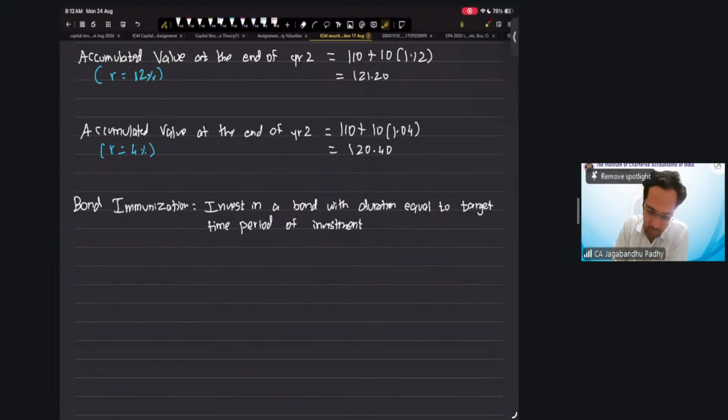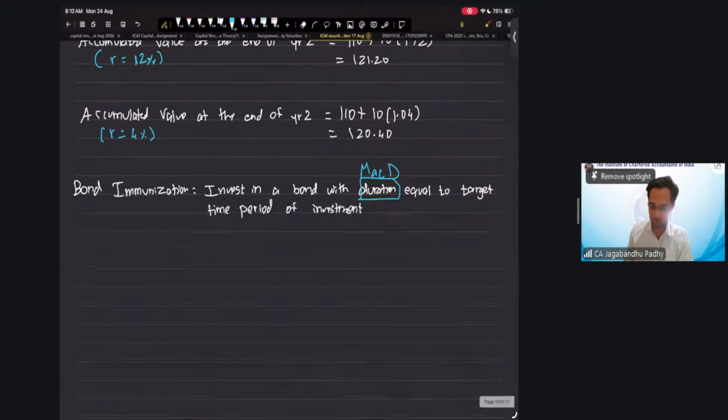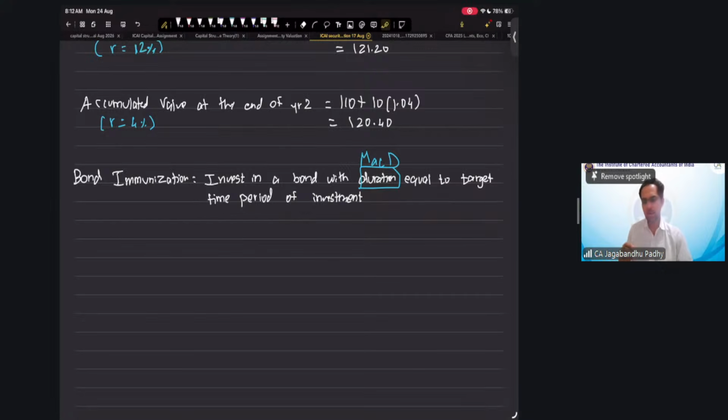Now remember, when we talk of duration over here, we are talking of Macaulay duration. So invest in a bond with a Macaulay duration equal to your target time period. Don't invest in a bond with a maturity of 2 years. Rather, invest in a bond with a Macaulay duration of 2 years. It's quite possible that you may not have a bond with a Macaulay duration of exactly 2.